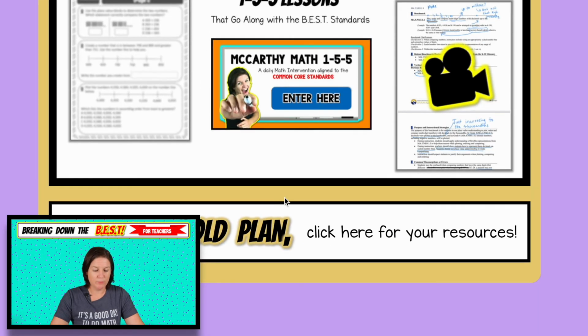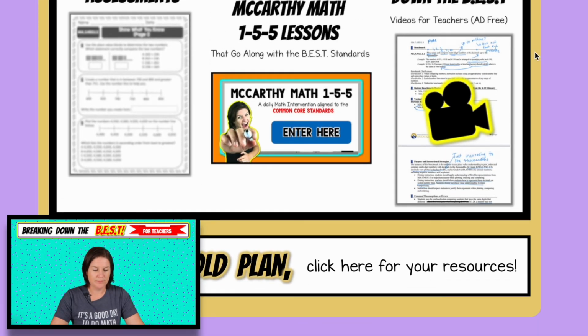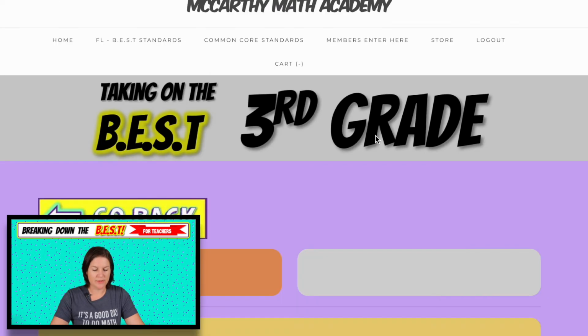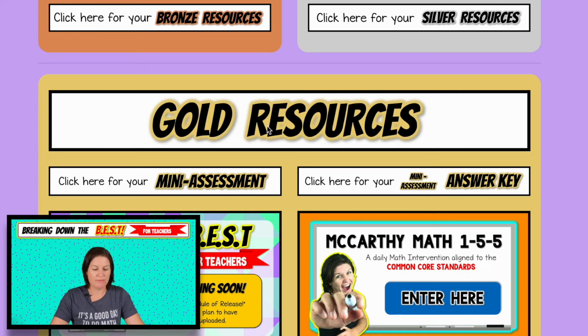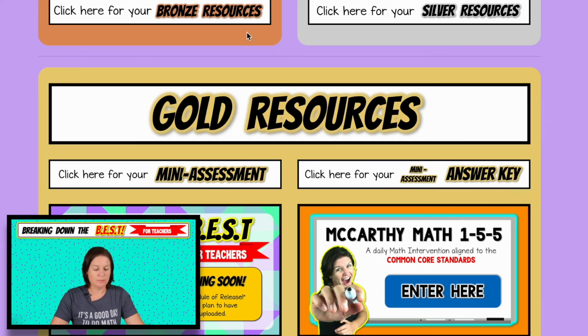Now let's check out the gold plan. If you have access to the gold plan, it will open up this page. If you don't, it will just say that you don't have access to it, but you can go back to your bronze and silver resources at any time.